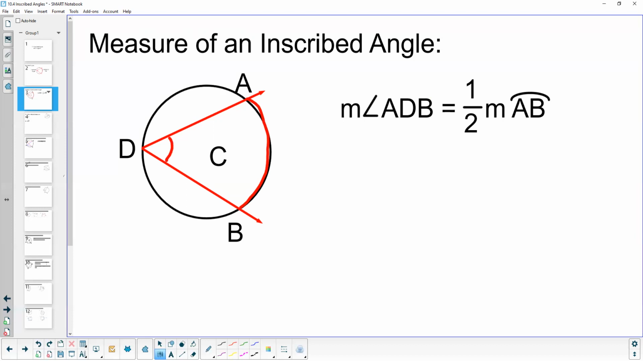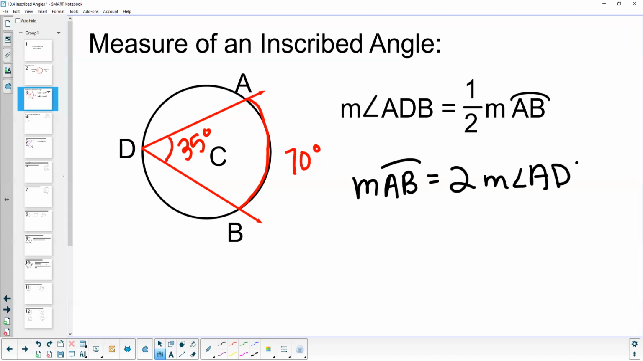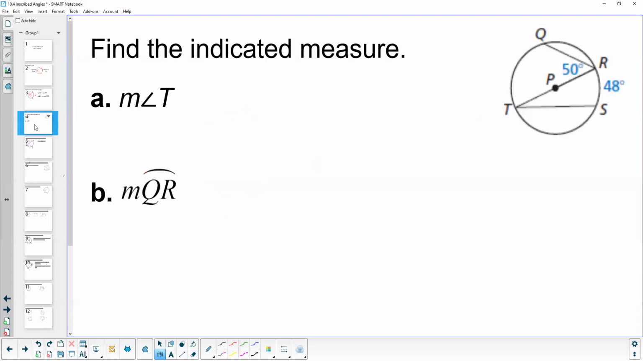So say, for example, arc AB was 70, then that means that ADB, that angle, is going to be 35 degrees. So it's going to be half of whatever that is. Similarly, going the other way, if our angle is 35 degrees, then the measure of our arc is going to be the opposite. So in this case, the measure of arc AB is equal to 2 times the measure of our angle ADB. Okay, so they have that inverse relationship there. So let's take a look at a couple of examples where we apply this idea of how we can calculate the measure of an inscribed angle or the measure of the intercepted arc.